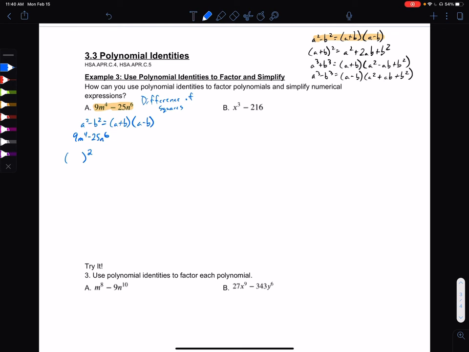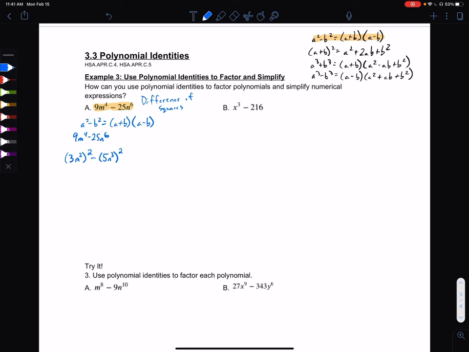So what squared is 9? Well, 3. And what squared is m to the fourth? That would be m squared. So my a value is going to be 3m squared. And I need to do the same thing for my b value. I need to ask myself what term squared is going to get me 25n to the sixth. So what squared is 25? That's pretty easy, that's 5. And then what squared is n to the sixth? Well, that would be n cubed, or n to the third.